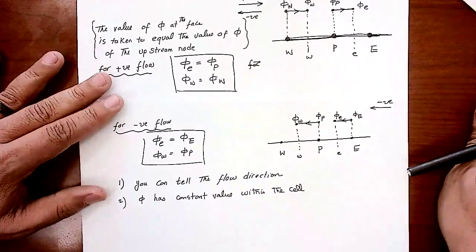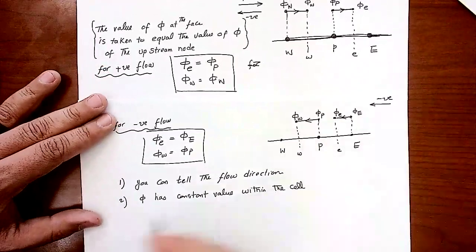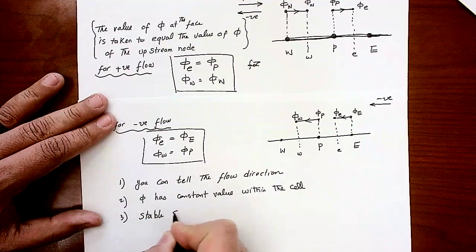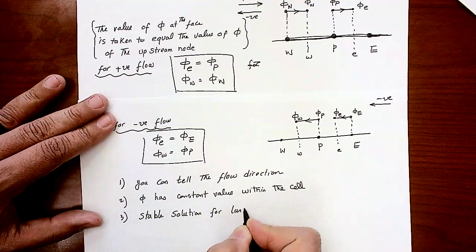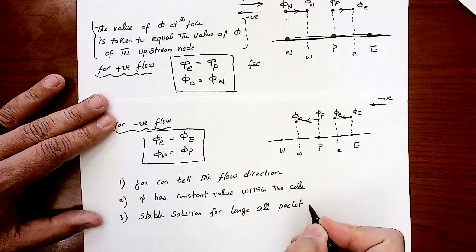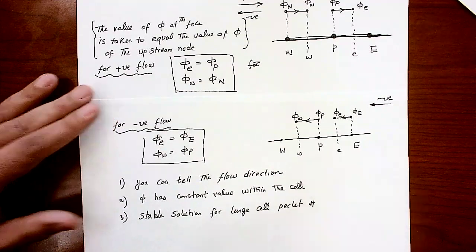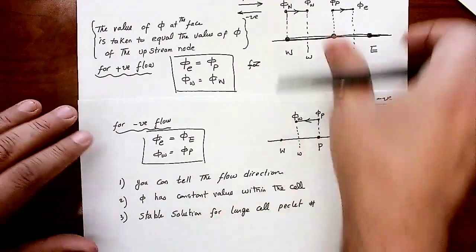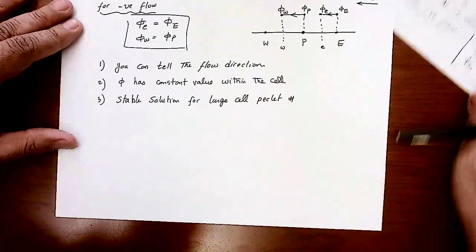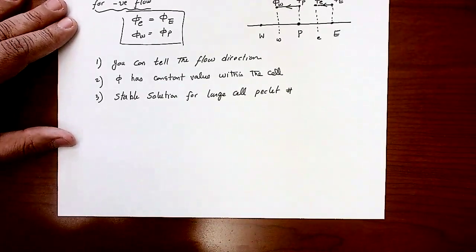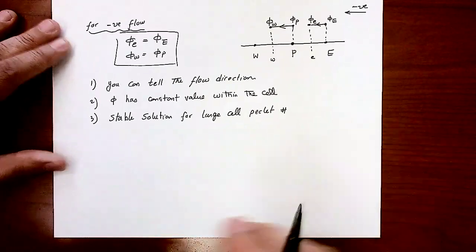And again, this scheme is really very stable for high Peclet number. So this actually gives us a stable solution for large cell Peclet number. So these are the advantages of the upwind scheme to use when you are discretizing the finite volume equation for the convection diffusion problem.